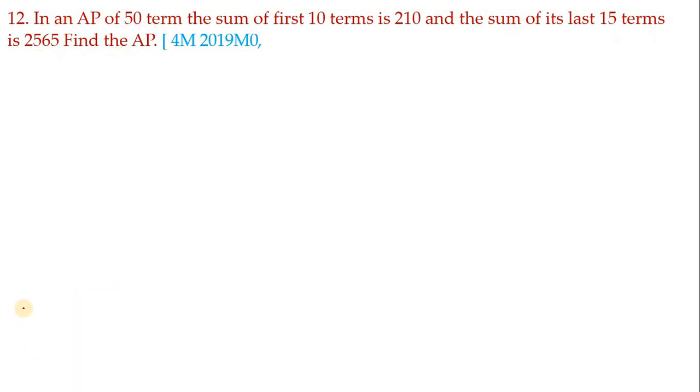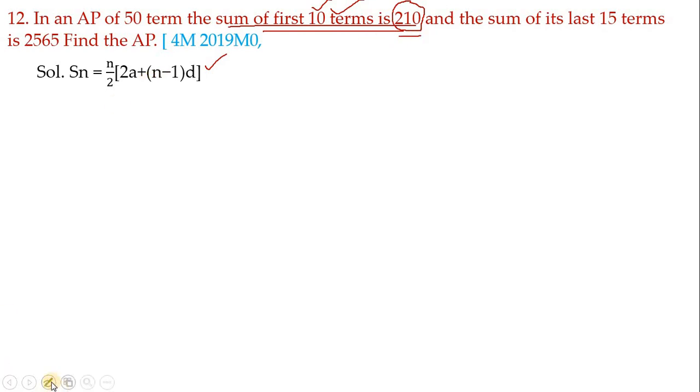Now let us solve this problem. From where we have to solve this problem? That is very important. See, we have to start from this statement: sum of first 10 terms is 210. Sum of 10 terms is given, that is 210. So what shall we do is, first let me write the sum formula and look at this statement. 10 is the value of n and 210 is the value of Sn. So let me substitute these values in the problem, children.